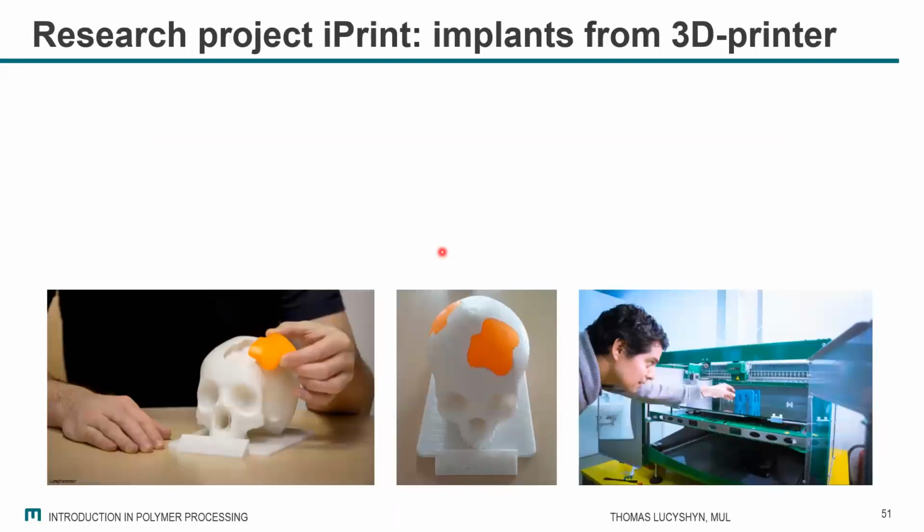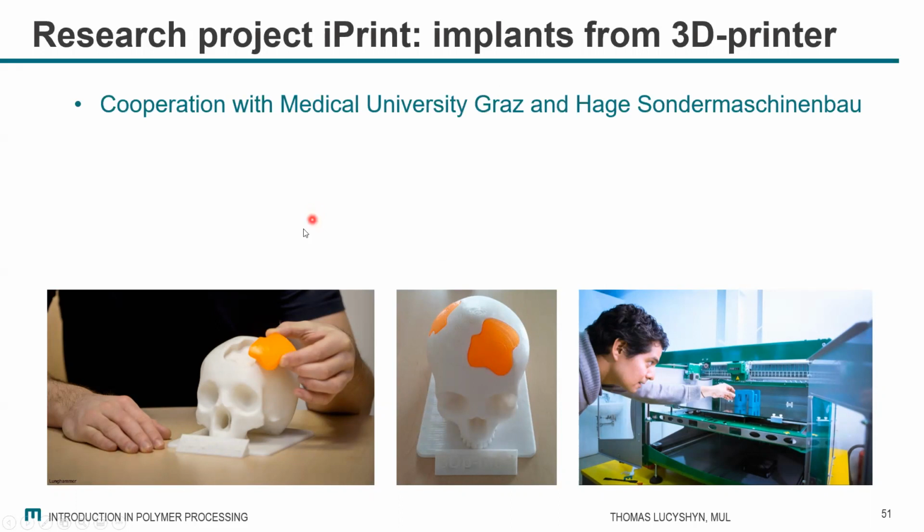I want to show you just one example of a project that we did for this 3D printing, where there's a nice application for it. The project was called iPrint, for implants from a 3D printer. It was used for replacement of bones of a skull which were damaged by an accident, for example. It was a cooperation with the Medical University in Graz and Hage Sondermaschinenbau, who produced the printers.